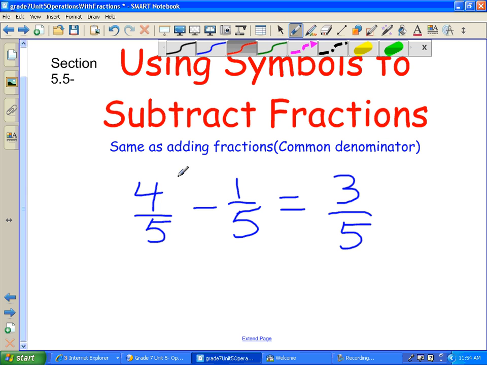It says 4/5 take away 1/5. You're going to be left with something fifths, so the bottom number does not change. So 4 pieces take away 1 out of 5 pieces will give you 3 out of 5 pieces, or 3/5 left. That one's nice and easy because the bottoms are already the same. The denominators are common.